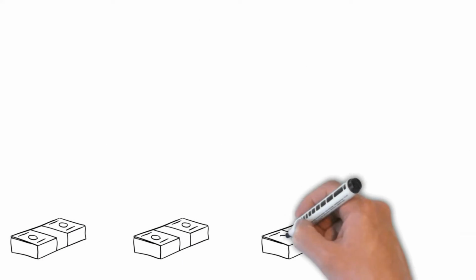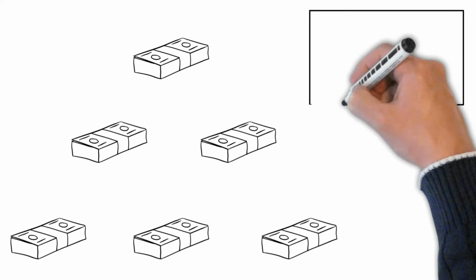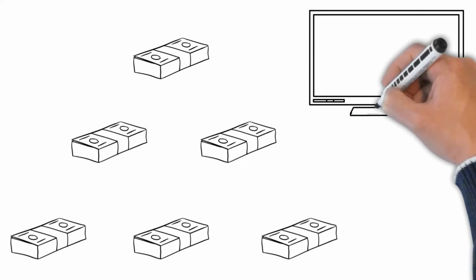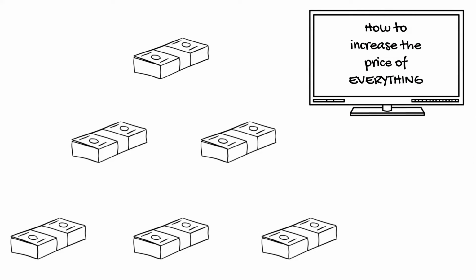Now, because we are using units of money that are increasing the units every year by 10%, that means that the prices of everything are increasing by 10%. Check the video, How to Increase the Price of Everything, to understand why.